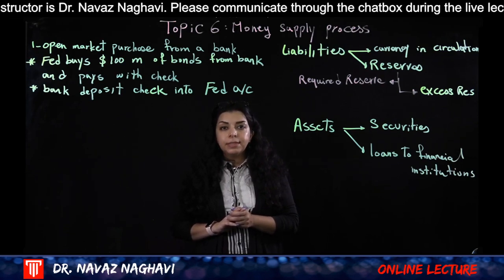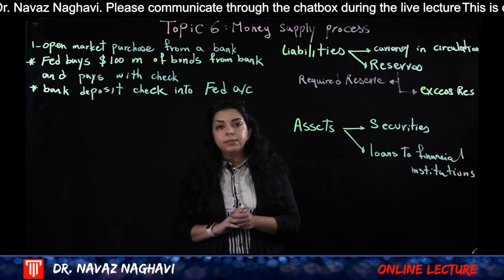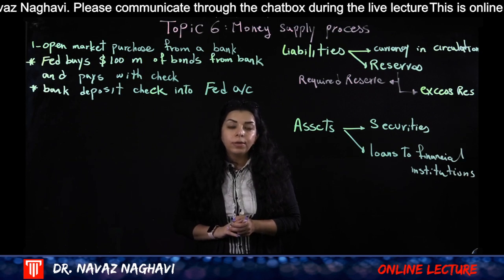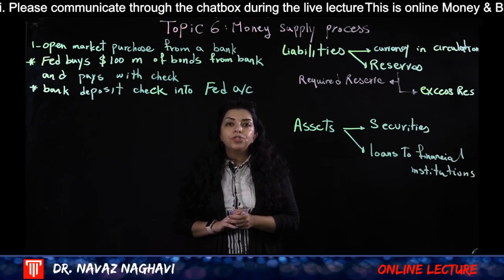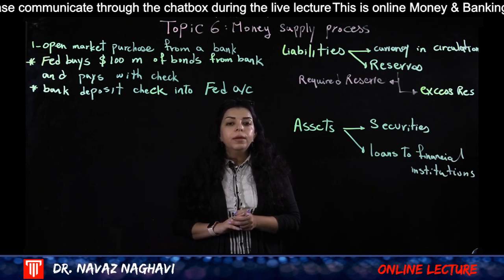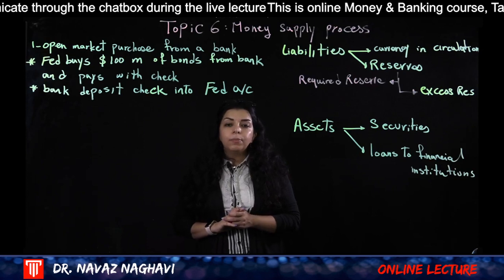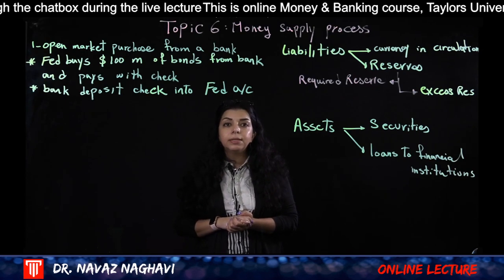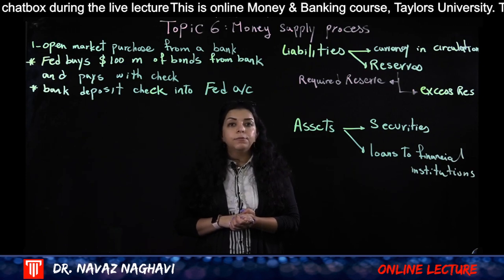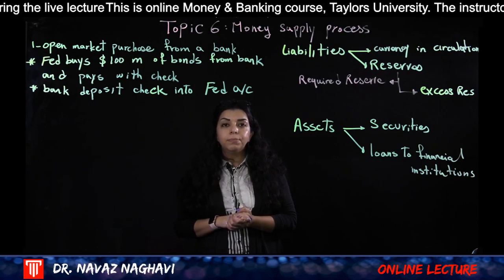It means that if the central bank is performing any monetary policy, easy or tight, how is it going to affect the balance sheet of the central bank? So talking about the balance sheet, we have to explain the two components of the balance sheet, which are the liabilities and the assets, the two compulsory components of every balance sheet.